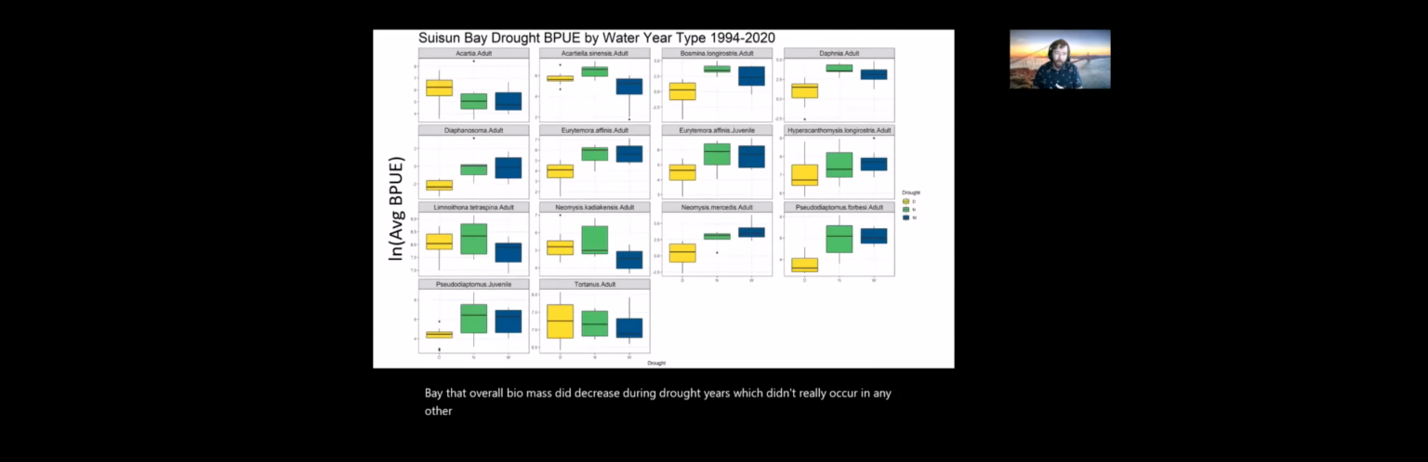So I'm going to be bringing this figure up again several times throughout this talk, and this comes from the original report. This breaks up the impact of drought on BPUE by region. So looking back at this figure, we're going to look first at Suisun Bay, and we can see in Suisun Bay that overall biomass did decrease during drought years, which didn't really occur in any other regions. But then we also want to break up the BPUE differences between different taxa. Here we can see some different interactions between these different species. And of course, I can't talk about all the taxa because time is limited. So I'm going to highlight a few key species from each region and describe their response to drought.